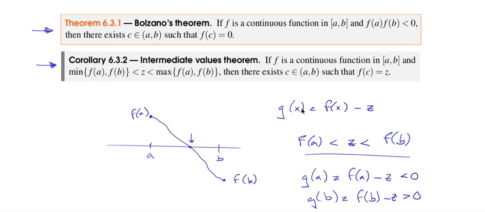Okay, well, applying Bolzano's theorem, it says that g has to cross the x-axis at some point between a and b. Okay, so there's a value c, such that g(c) is 0. In other words, that f(c) is equal to z, which proves the theorem.